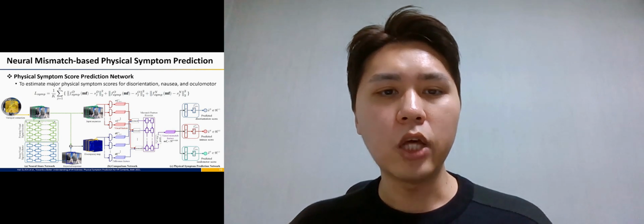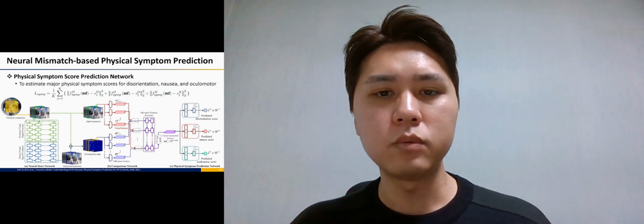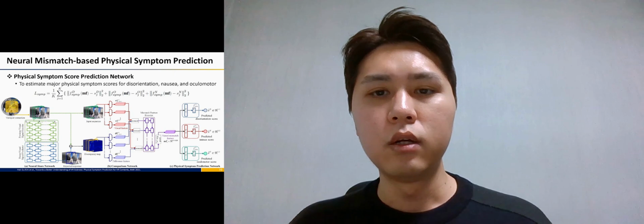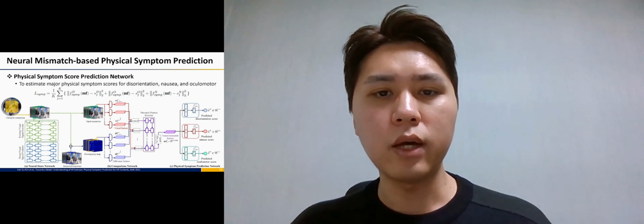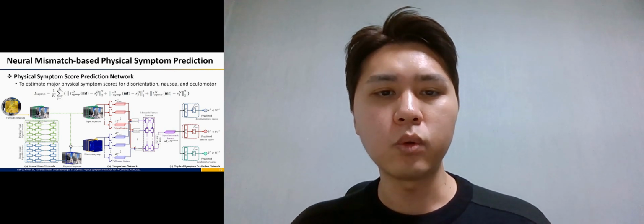In the testing stage, the expected video frames are obtained by the trained neural store network. Then, through the comparison network and the physical symptom score prediction network, the physical symptom scores are obtained from the original and the expected video sequences.